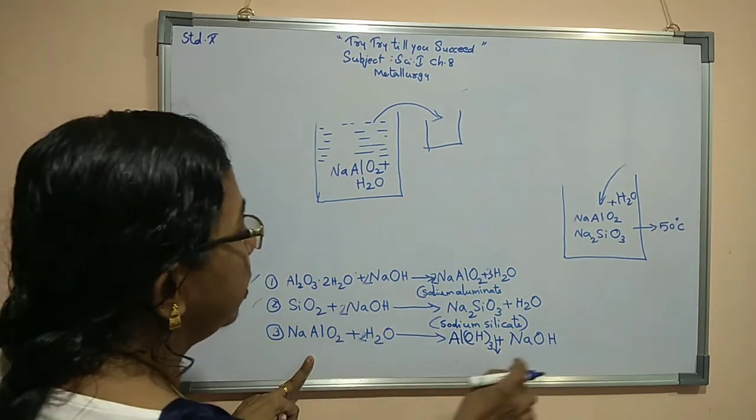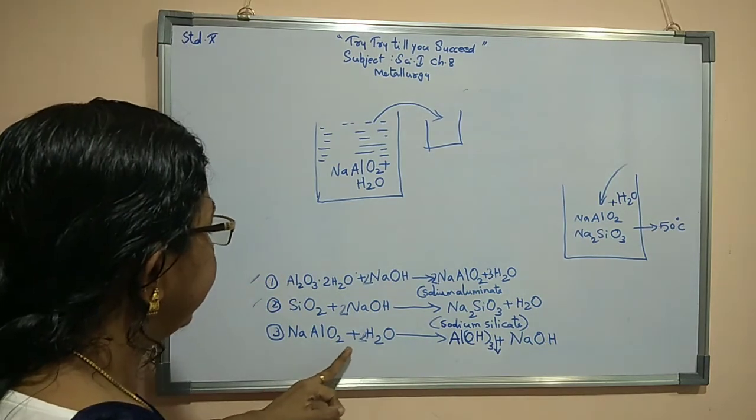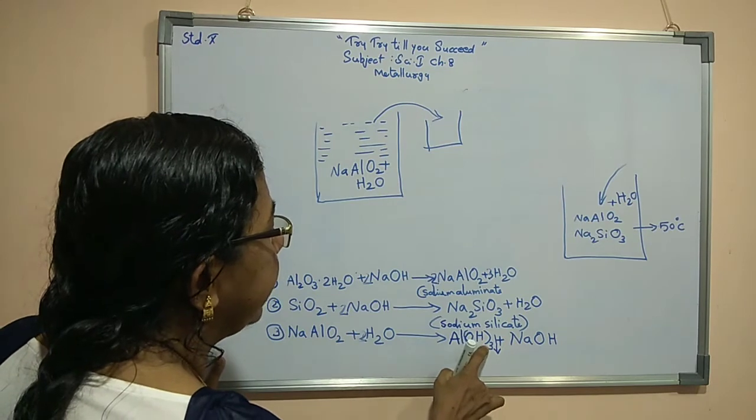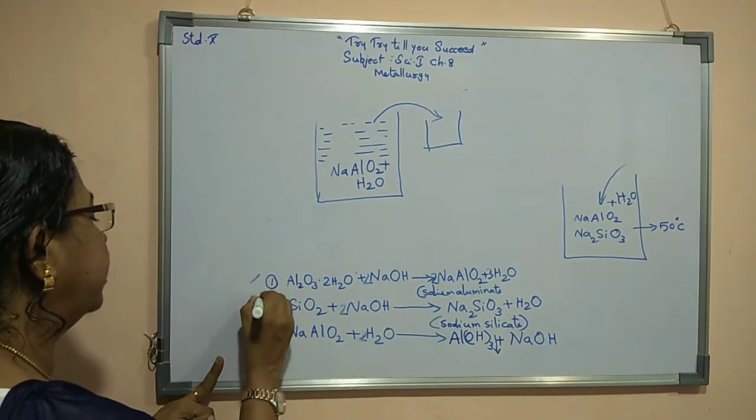2 plus 2, 4. Here now oxygen's number 3 plus 1, 4. After that hydrogen's number here 2 2s are 4. Here 3 hydrogen plus 1, 4. So then this equation also balanced.